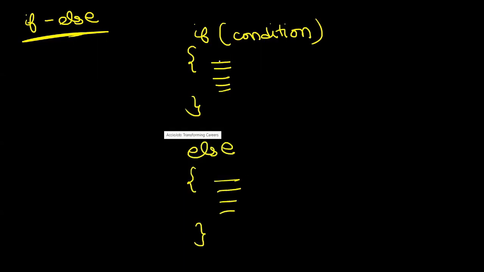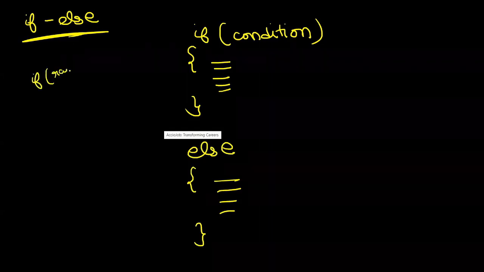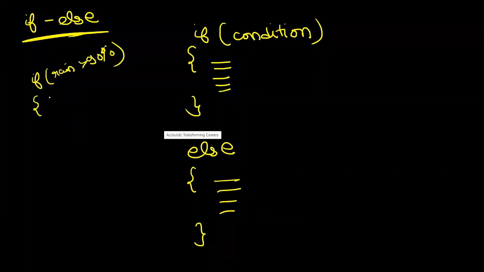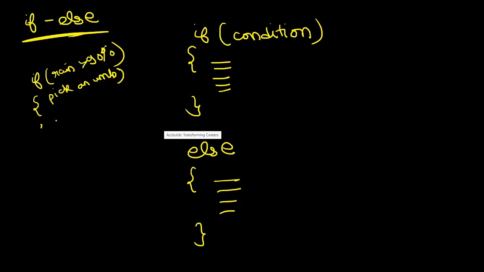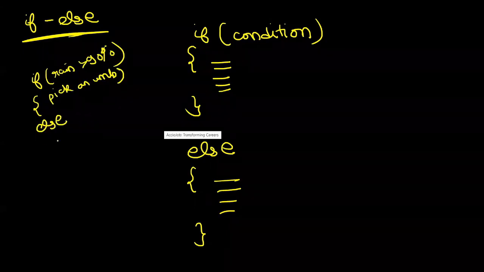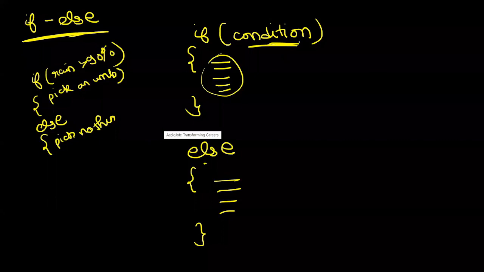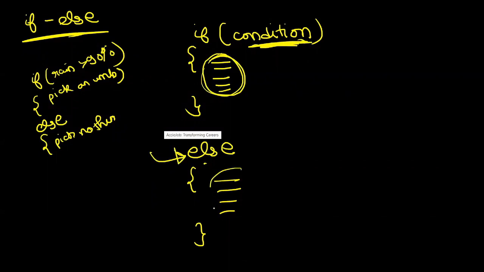So now guys, what happens? Think of it like you are telling someone: boss, if the chances of rain are greater than 90%, pick an umbrella. Else, if the chances are not greater than 90%, pick nothing. So what I'm telling is, if this is true, do this, else do this, right? Else is like an otherwise. If this condition is true, we will execute this if block. But if the condition is false, then we will enter inside the else block and execute these lines of code.